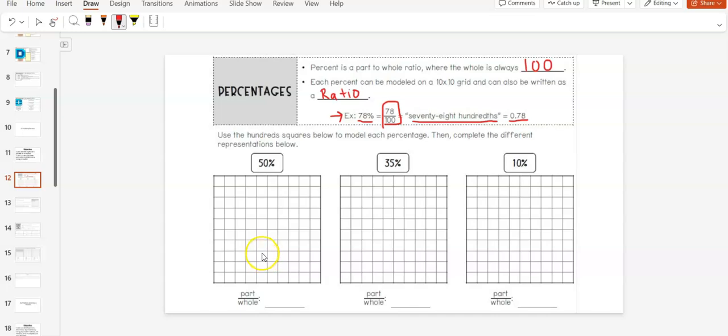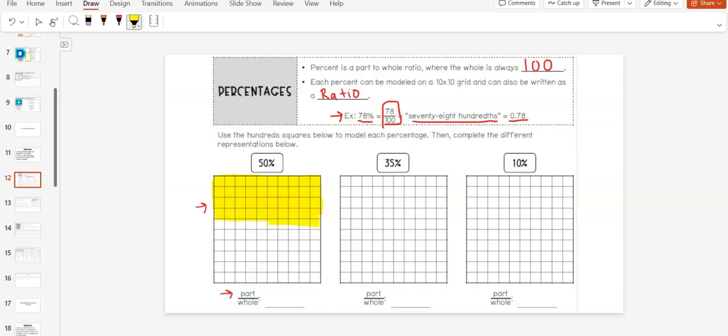So in the beginning, we're just going to practice a couple of these models of percent. So we're going to take the percent that's given to us. We are going to shade in the hundreds grid to match, and then we are going to write the ratio out of 100. So in this first one, we have 50%. So we're going to go ahead and color in 50% of 100, which you should know is half. And half of 100 is going to be 50. So we're actually going to color in 50 squares.